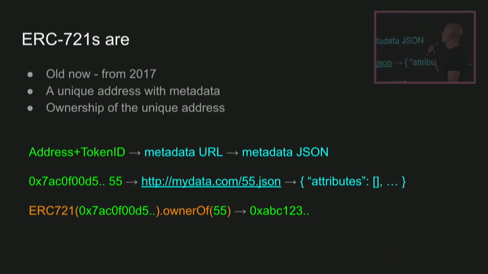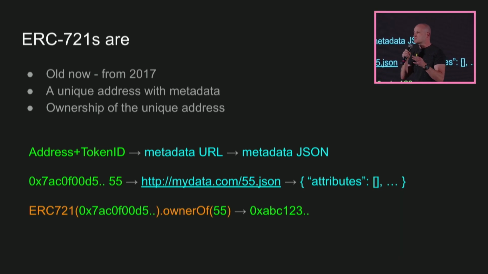So, starting with ERC 721s, these things are old. We've had these since 2017. These were pretty much the foundation of the big NFT boom that happened. But the two really unique attributes of ERC 721s are that they are a unique address with metadata. And by unique address, I don't mean just the contract address. I mean the uniquely addressable piece of information. If you take the address plus the token ID, that describes a unique piece of data, which is a metadata URL, which leads you to metadata JSON, right?